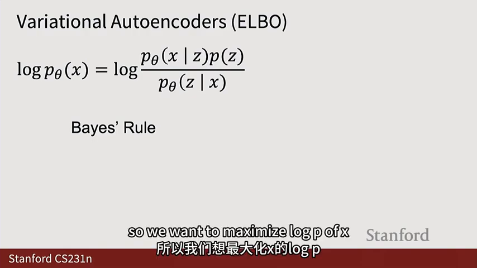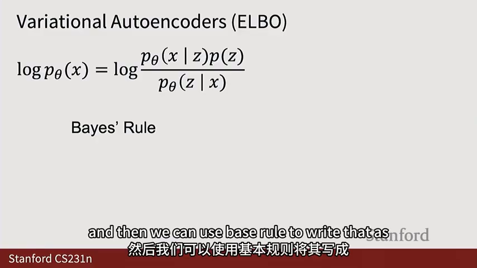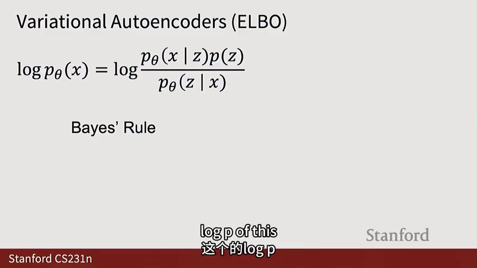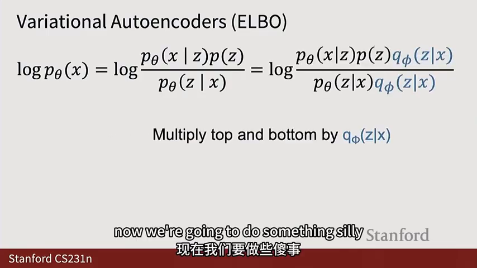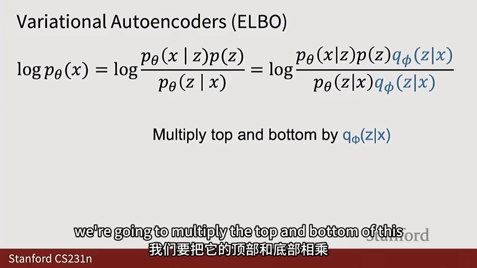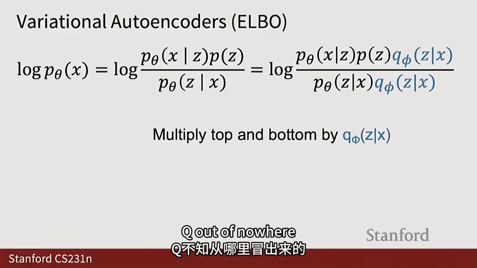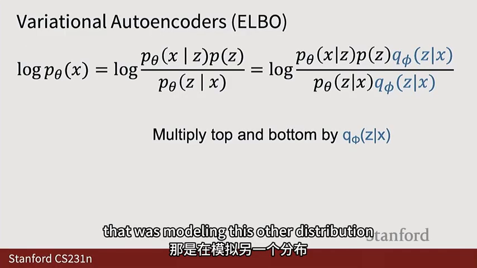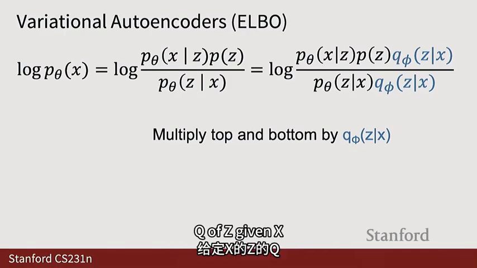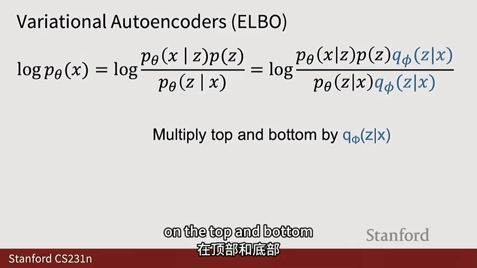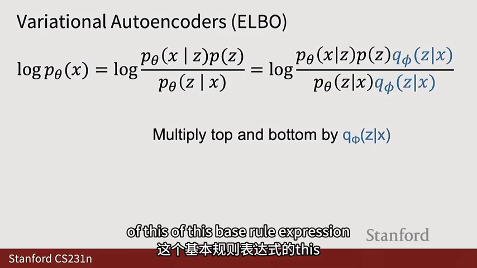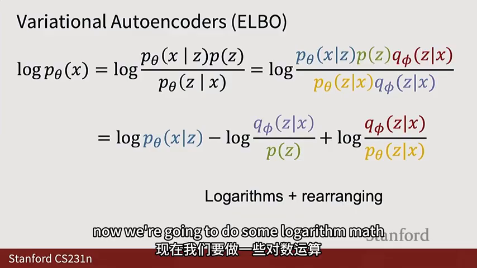So we want to maximize log P of X. And then we can use Bayes' rule to write that as log P of this Bayes' rule expression. Right? This is an exact equivalence. Now we're going to do something silly. We're going to multiply the top and bottom of this by our Q of Z given X. Remember, we just introduced another neural network Q out of nowhere that was modeling this other distribution Q of Z given X. And now we're going to multiply that density term on the top and bottom of this Bayes' rule expression. Now we're going to do some logarithm math.